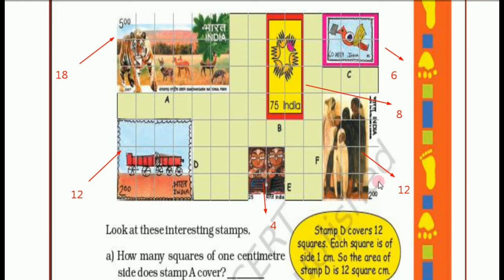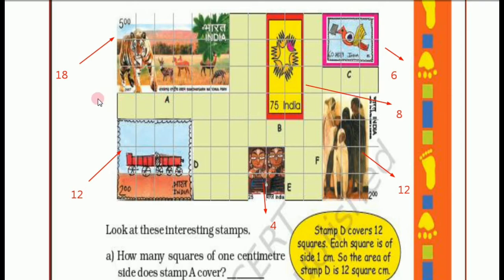These both have the same area, stamp F and stamp D. And the biggest area, stamp A has the biggest area. And the smallest area, stamp E has the smallest area. Let's calculate the area of the different stamps here.